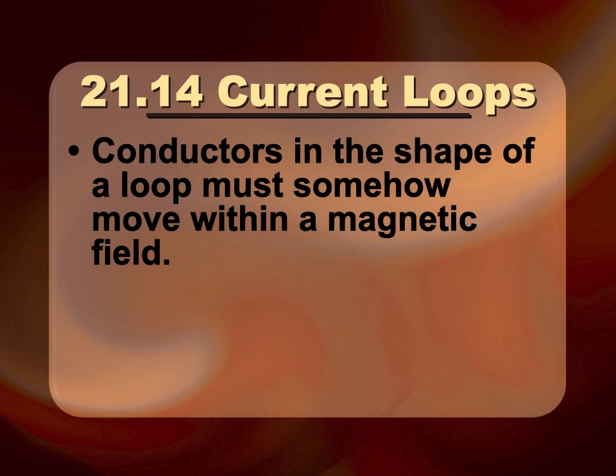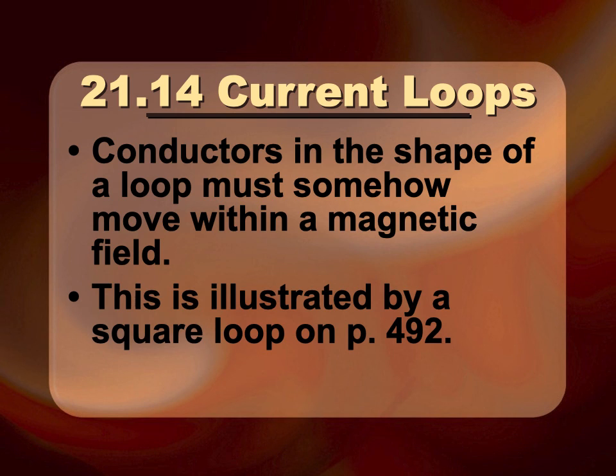Okay, this is kind of interesting. I'm not going to do a lot with this, but I just want to mention it to you. Conductors in the shape of a loop must somehow move within a magnetic field, because if you've got a loop and you've got current going through that loop, one part of the loop is going to be forced down and one part of the loop is going to be forced up. And this is a Bob Jones PowerPoint, of course, and they say this is illustrated by a square loop on page 492. I don't know why they didn't bother to copy it from the textbook into the PowerPoint, but I didn't either because I didn't want to take the time to do that.